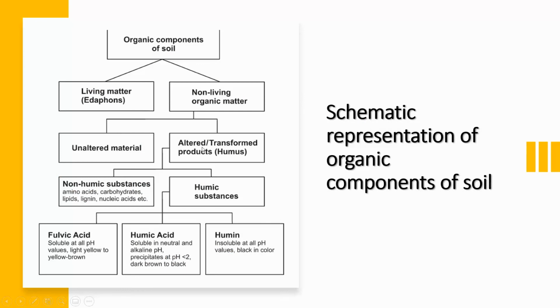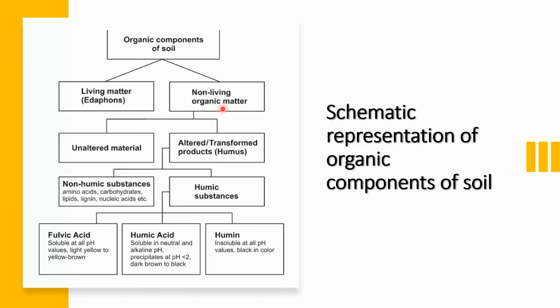Next, the schematic representation of organic components of the soil. Let's explain here what are basically the organic matter components. Organic components of the soil always have two parts. One of them is the living matter, we call it the edaphon, and the next one is the non-living, which we call the organic matter. That's our key interest.